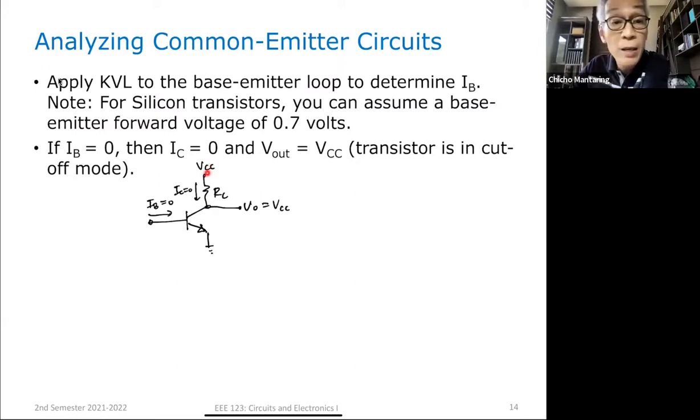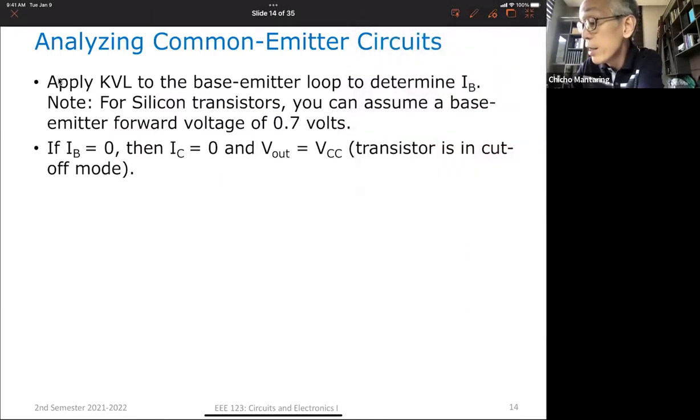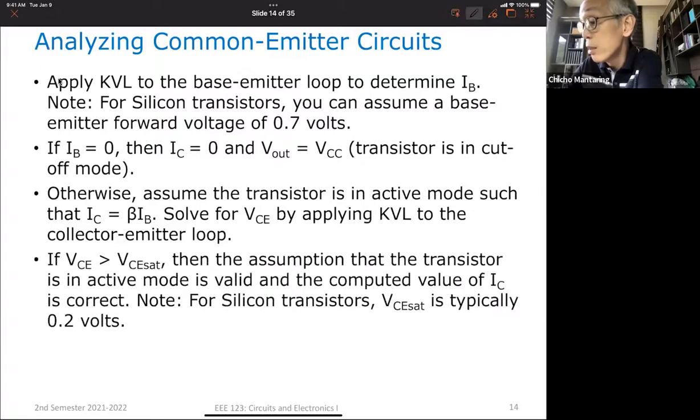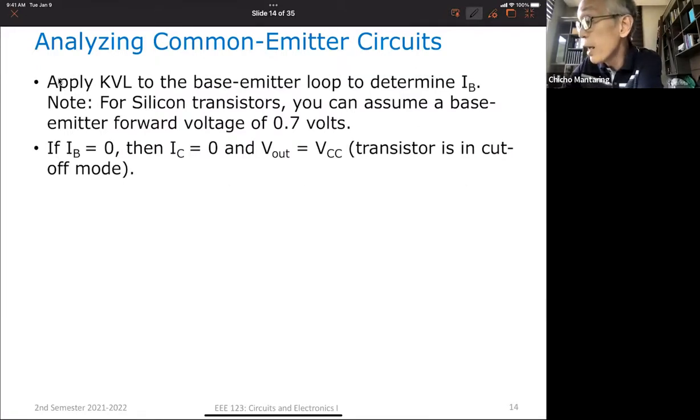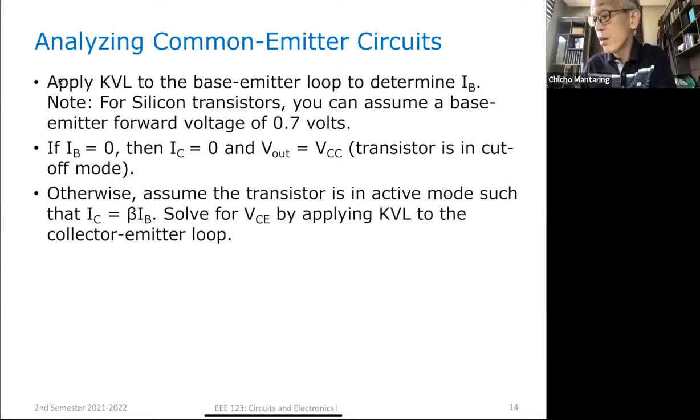Whatever voltage here will also be the voltage here, because the voltage drop across your R sub C will be equal to 0. And okay, your transistor is in cutoff mode, and that's it. You don't have to analyze the circuit further. You already know that I sub B is 0, I sub C is 0, and your V out will be equal to VCC. Now, what if I sub B that you computed here is not equal to 0?